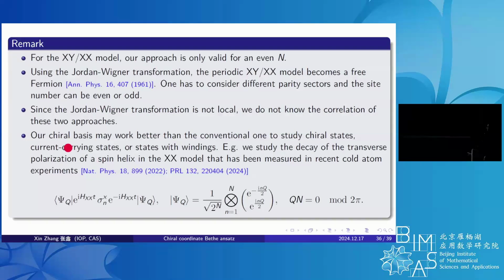Another thing is that our chiral basis may work better than the conventional one to study some subjects. For example, in one of our recent works, we used our chiral basis states to study the decay of the transversal polarization of the spin helical state in the XXZ model. We construct such a simple factorized state, and then study the decay of this state by calculating the expectation values of sigma n x.